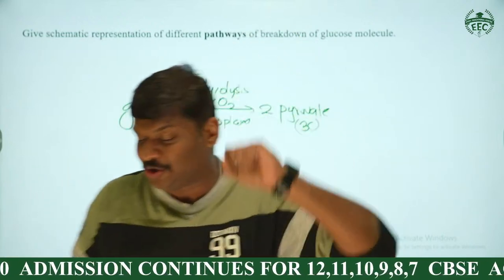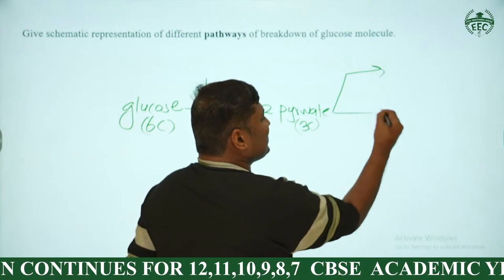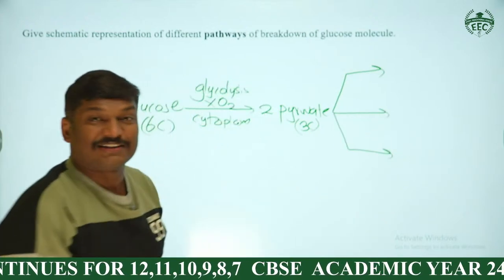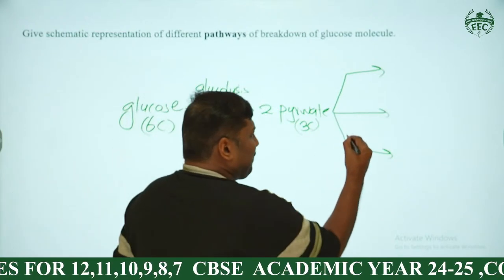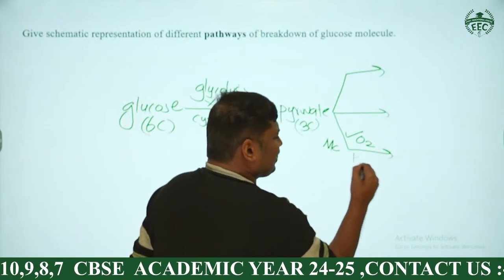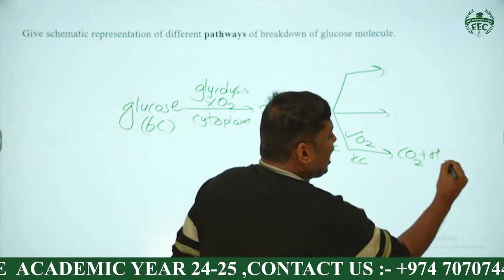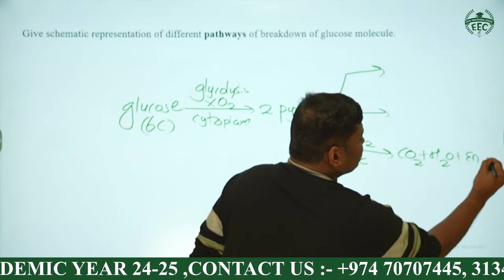Pyruvate is a three carbon compound. Here you can see the pyruvate, and there are three equations. What are the three equations? First, in the presence of oxygen in mitochondria, what will happen? It is called the Krebs cycle. That's very important. Here you can see carbon dioxide, water and energy, my dear students.